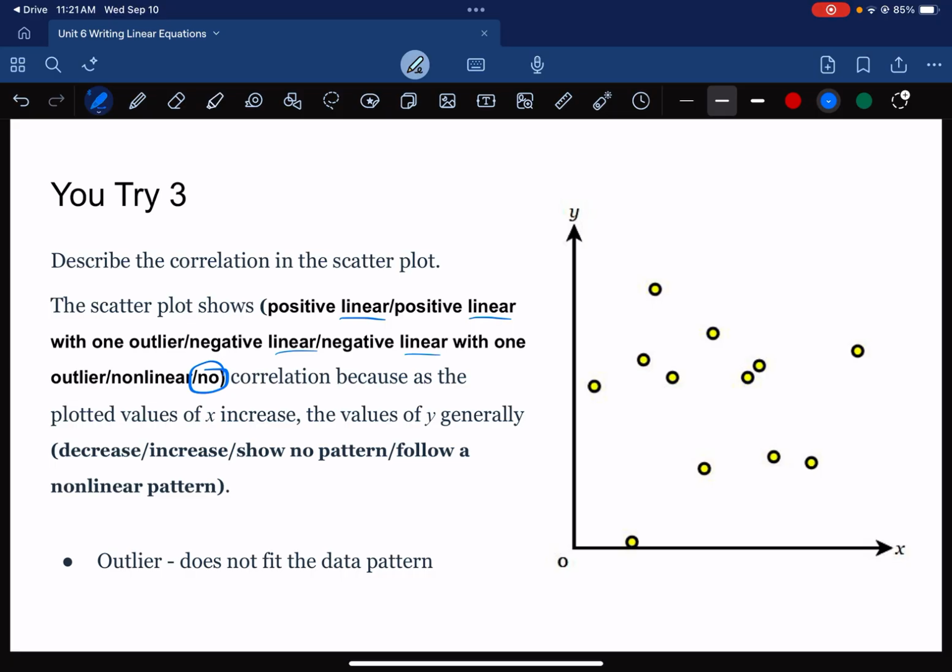It's just none. Because as the plotted values of x increase, the values of y generally follow no pattern, right? They don't show any pattern. If it had been an exponential or U-shape, we would see some kind of pattern to them. But there's just no pattern here at all, right? Okay. And they're all outliers. Everything's an outlier here because they're so scattered.